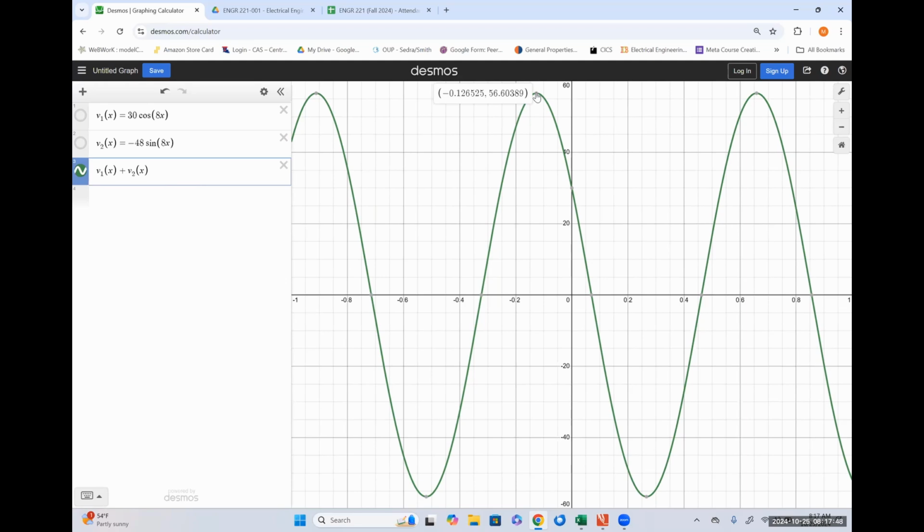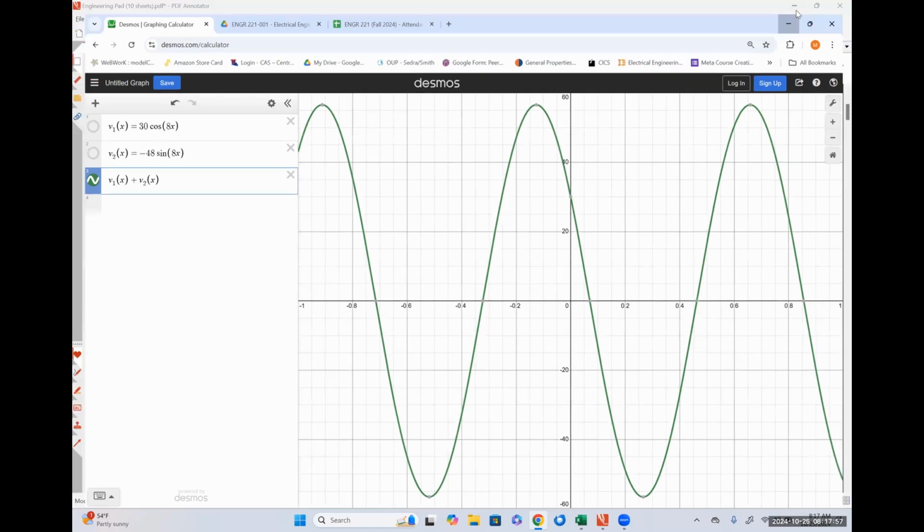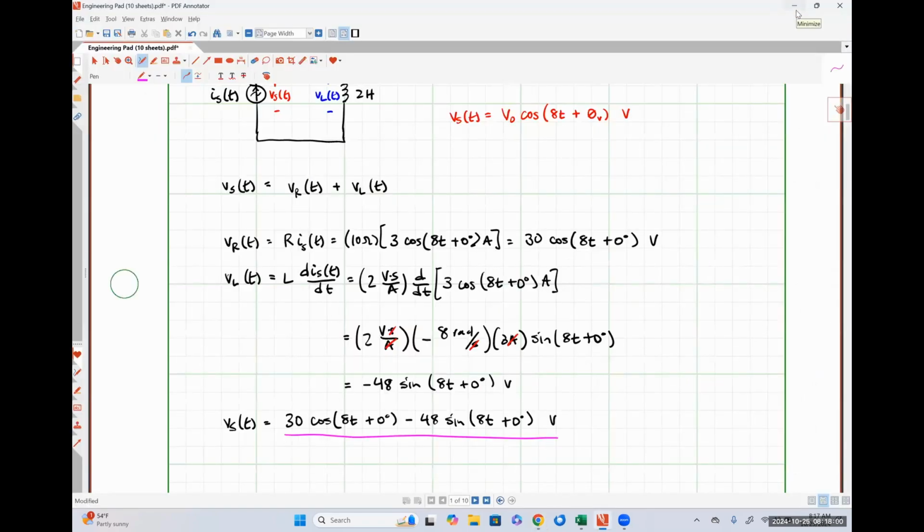But we're not always going to have the luxury of a laptop where we can graph stuff in front of us, so we probably need to figure out a different way. And that different way involves the use of several trig identities. Okay.